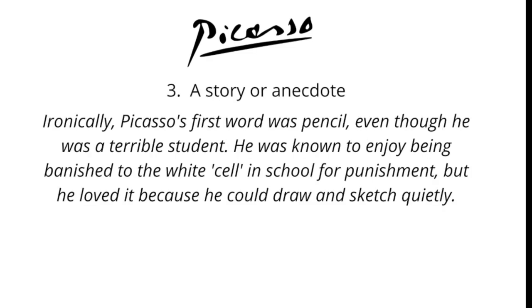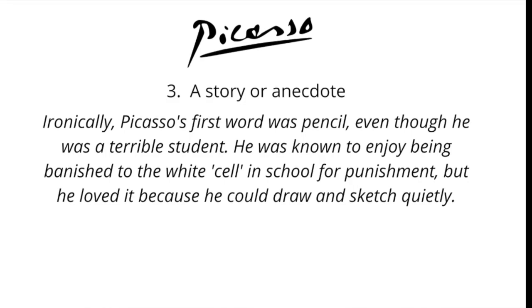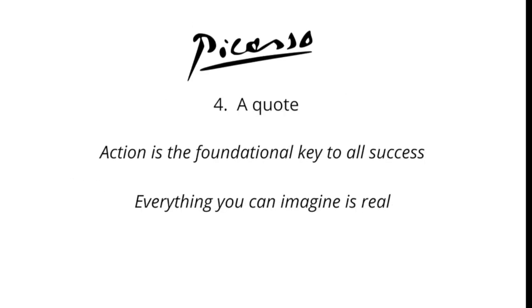We could go with number 3, a story or anecdote. So I've written an example here. Ironically, Picasso's first word was pencil, even though he was a terrible student. He was known to enjoy being banished to the white cell in school for punishment, but he loved it because he could draw and sketch quietly. So I was able to look up this information and put 2 of our hooks together into an interesting story or anecdote. And now we can see it coming together a little bit if we chose something like this to determine what his influence was from his childhood for his painting.